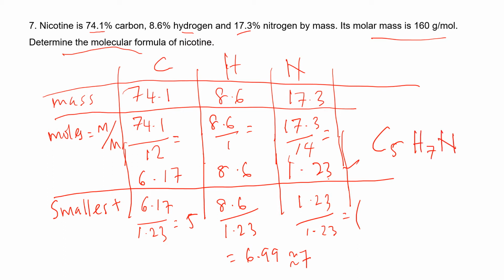So the empirical formula for nicotine is C5H7N. The 5 refers to the atoms of carbon, so you have 5 atoms of carbon, 7 atoms of hydrogen, and 1 atom of nitrogen. This is the empirical formula, meaning the simplest whole number ratio of atoms in a compound. But based on the question, you have to determine the molecular formula.